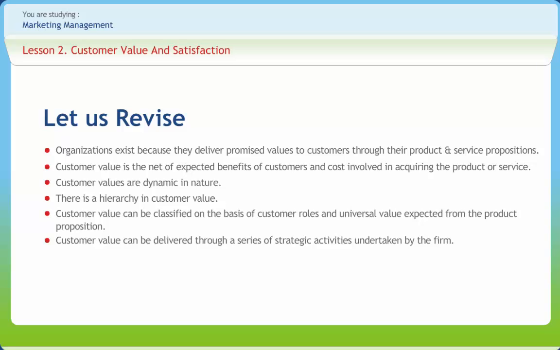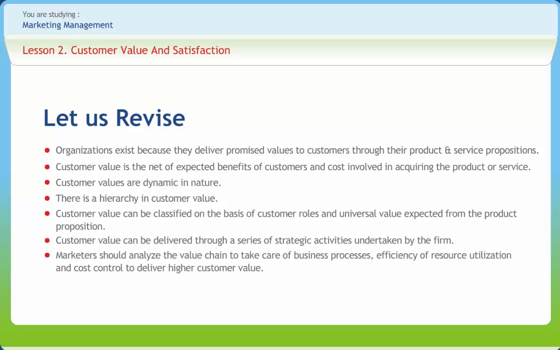All these activities can be grouped as upstream, generic, and downstream activities. Upstream activities are undertaken before the production process, in the form of supplies and procurement. Downstream activities are undertaken after the primary activity of production is over. Marketers should analyze the value chain to take care of business processes, efficiency of resource utilization, and cost control to deliver higher customer satisfaction. Value chain can be summarized as a chain of activities by which a firm can bring in materials, create a good or service, market it, and provide service after a sale is made.